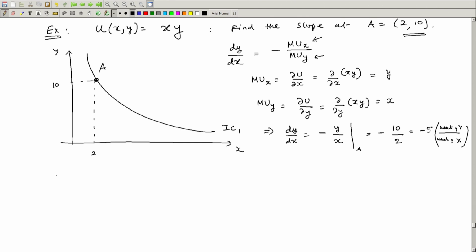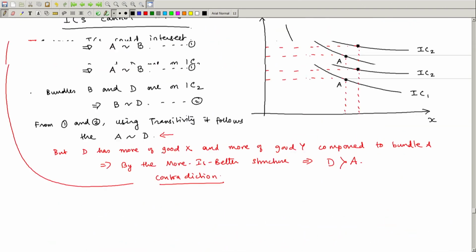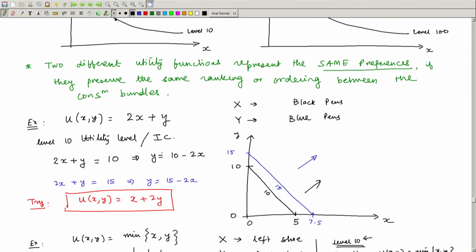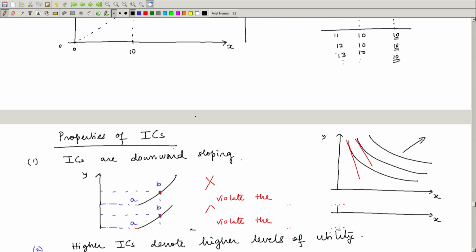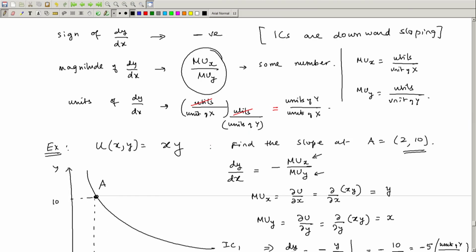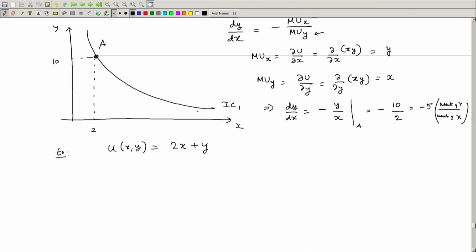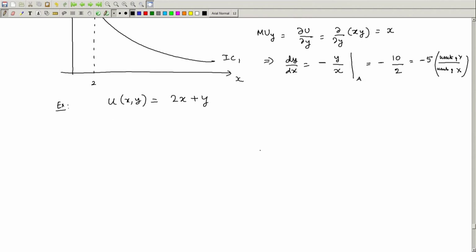Now, if I take another example, u of x, y is equal to, let us say, 2x plus y, which is an indifference curve that we have seen a little earlier. So, if you recall, we have drawn the indifference curve u of x, y equals 2x plus y. Suppose I want to find out the slope of this indifference curve at some point. Let's compute the slope. I know the indifference curve for this utility function is going to be of this particular form.